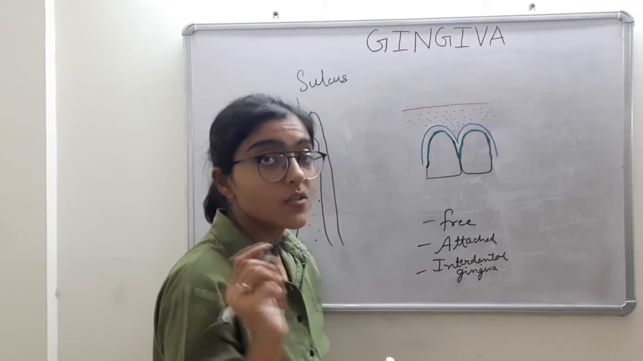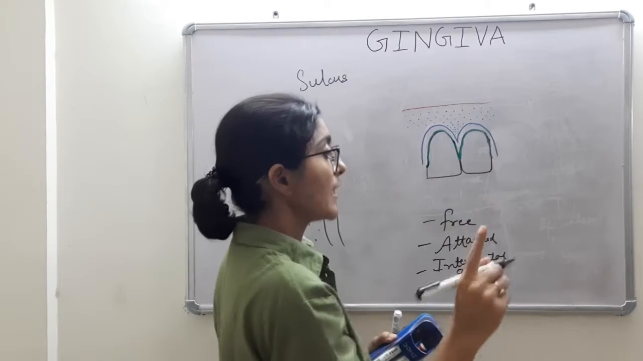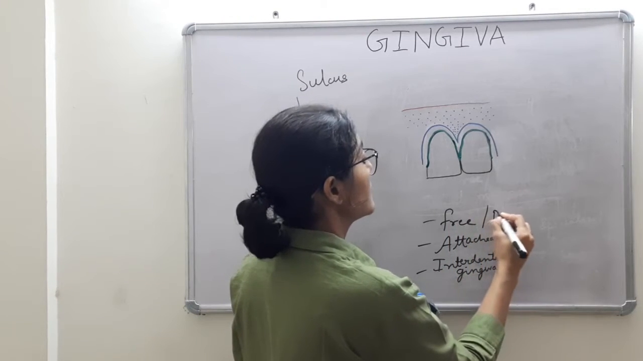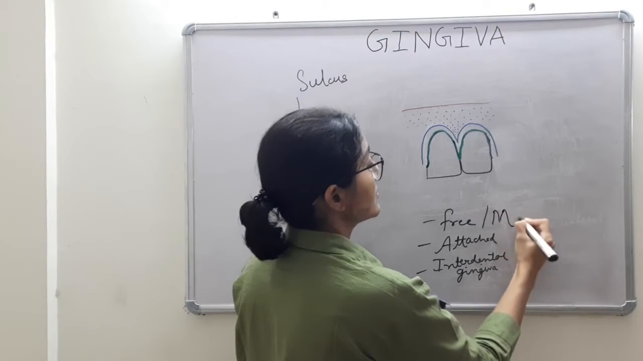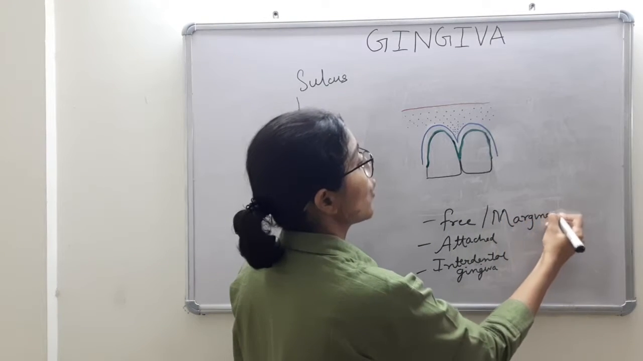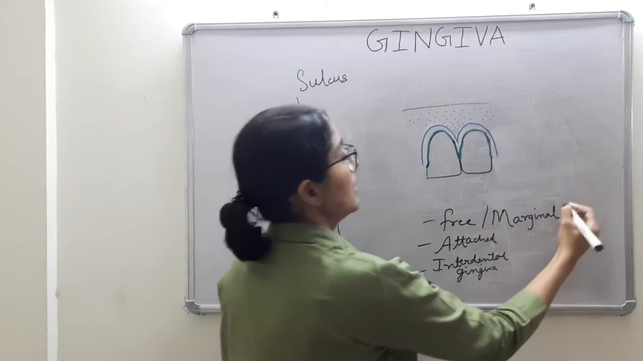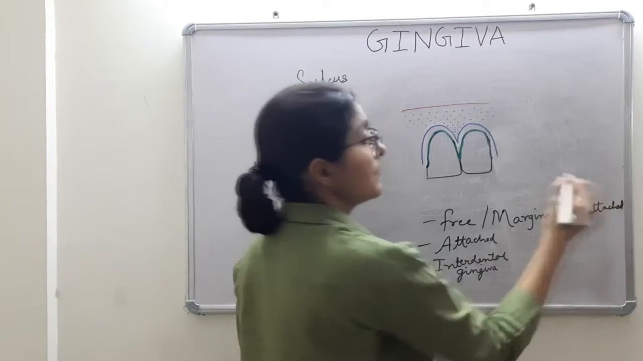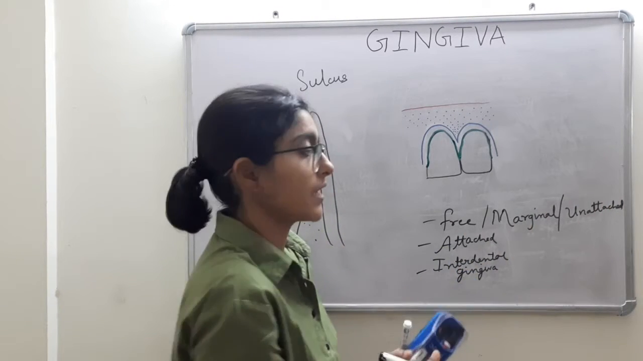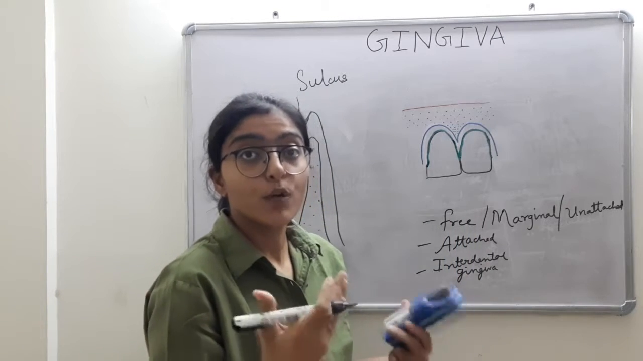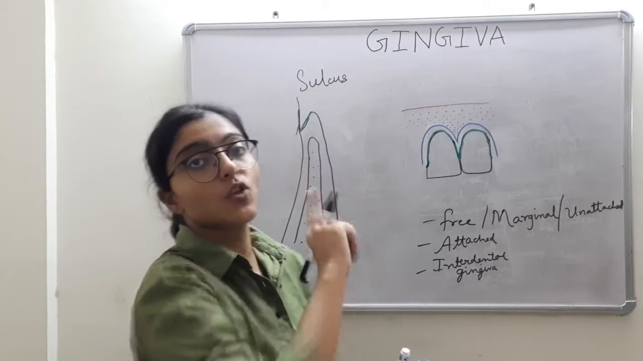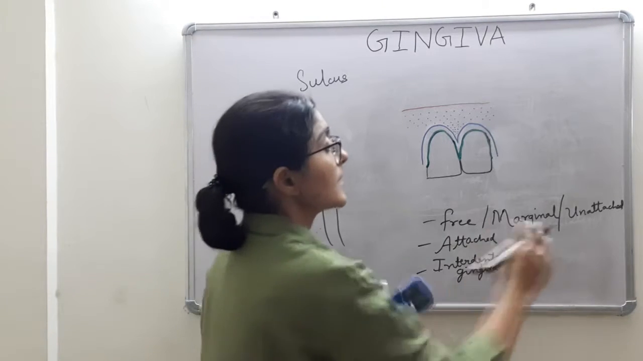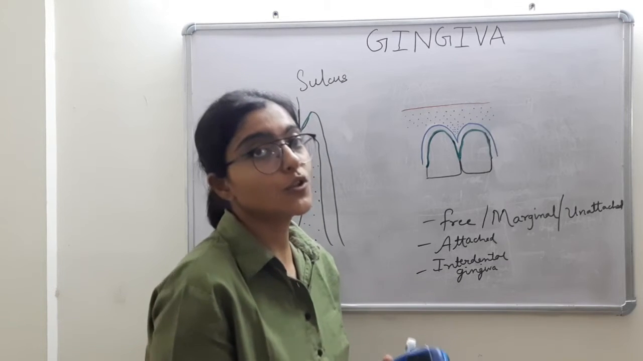Coming to the various alternative names or terminology, let me clear this confusion. Free gingiva is also known as marginal gingiva, obviously because it forms the margin of the gingiva. Also known as unattached. Obviously the name itself describes the feature of this gingiva. It is free. Free from what? Free from the tooth surface. It is not attached to the tooth surface.